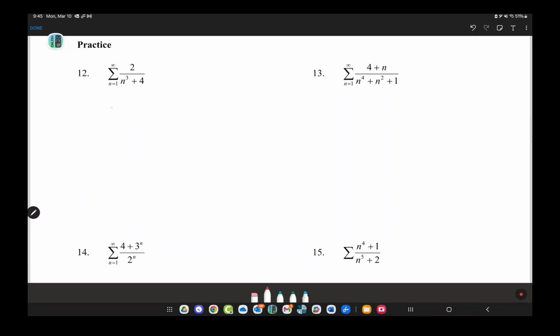So, what are we going to do with 2 over n cubed plus 4? What are we going to compare this to? Wouldn't it be easier to use 1 over n to the third? That is true, but does it have to? Doesn't really matter, does it? I mean, that's fine. But it is easy because we do know 1 over n to the third would be a p series.